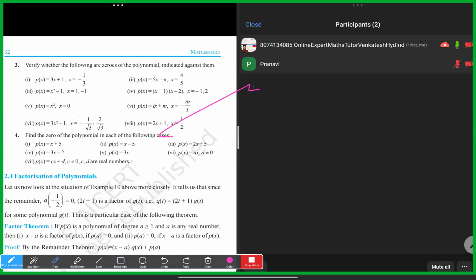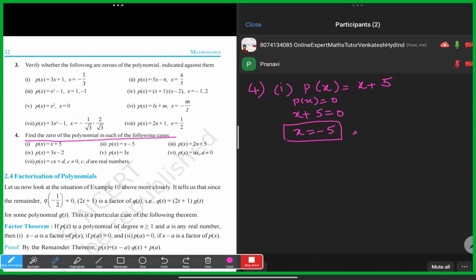So the fourth question, Pranavi, is find the 0 of the polynomial in each of the following cases. So simply we equate the given polynomial to 0 and get the value of the variable where it becomes 0. The given polynomial is x plus 5. To find the zeros, we need to equate x plus 5 is equal to 0. Whatever p of x is there, we need to equate it to 0. P of x means x plus 5. So x plus 5 is equal to 0, so x is equal to minus 5 is the 0 of p of x. Okay.